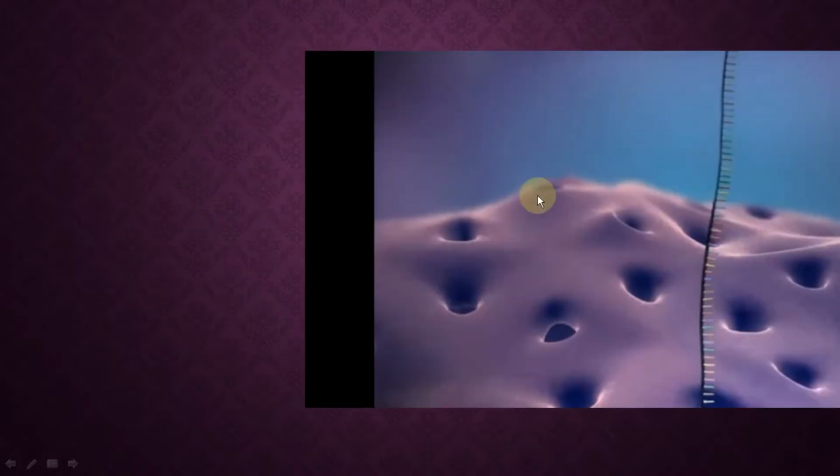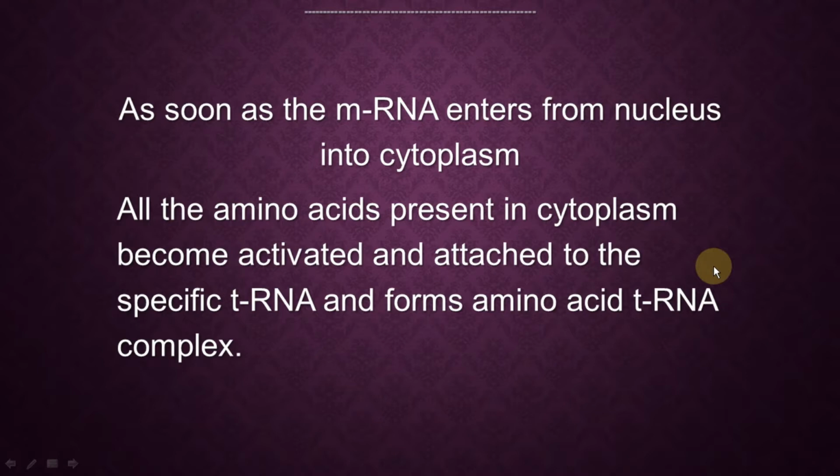We have already studied in transcription that mRNA synthesis took place inside the nucleus, and this mRNA comes out through the nuclear pore into the cytoplasm. As soon as it enters the cytoplasm, all the amino acids present in the cytoplasm get activated. Activated means all the amino acids get attached to the specific tRNA and form an amino acid tRNA complex.